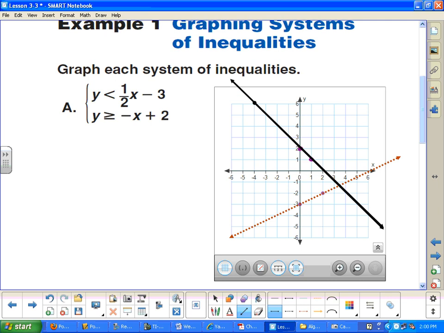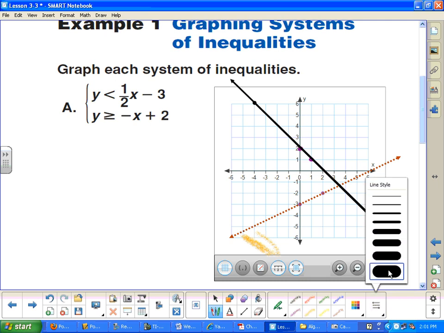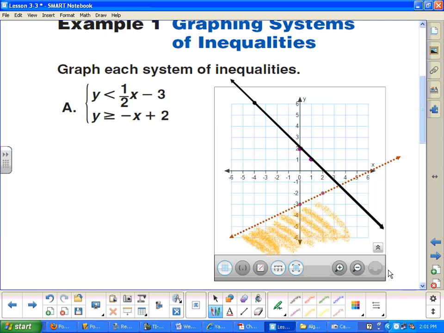Okay. Right. So I'm going to draw the lines before I actually do the shading then. Now, for the first one, y is less than 1/2 x minus 3. When it says less than, that means we're going to shade below it. Okay? So we're going to shade below this line, so that's going to be down here. So this area will be shaded for less than.